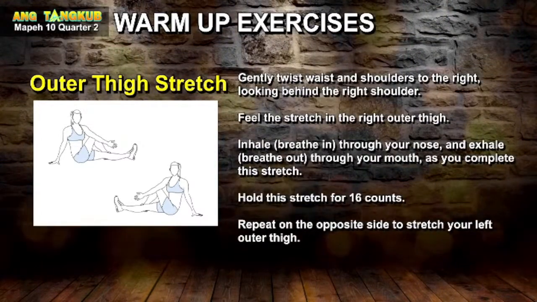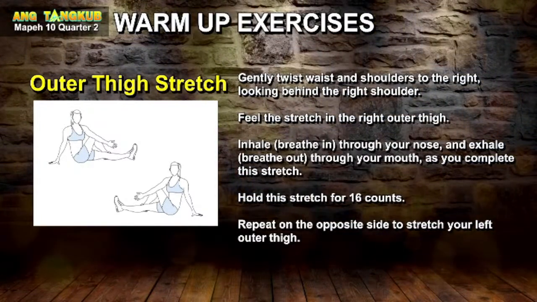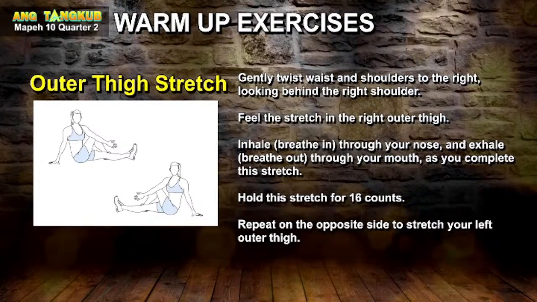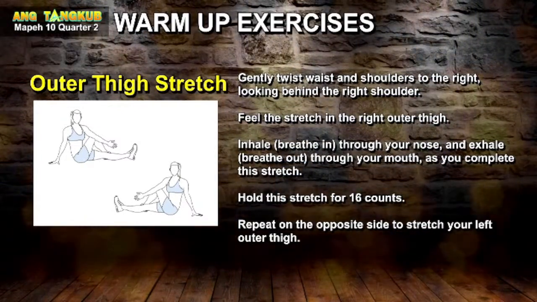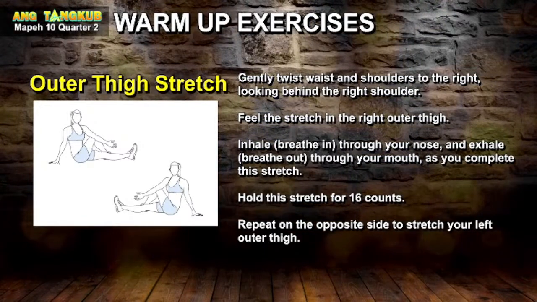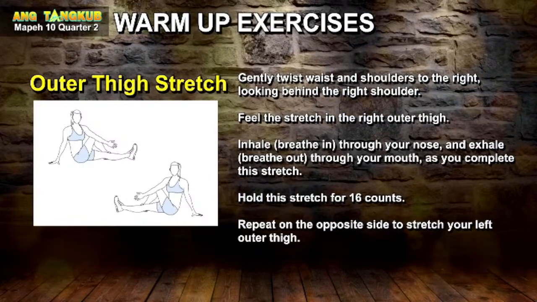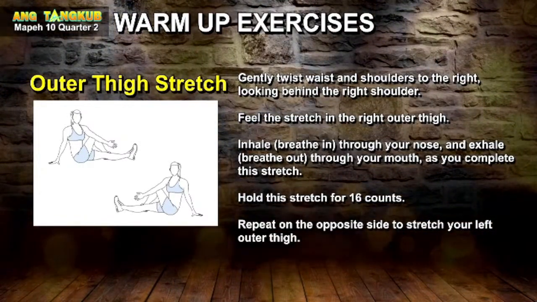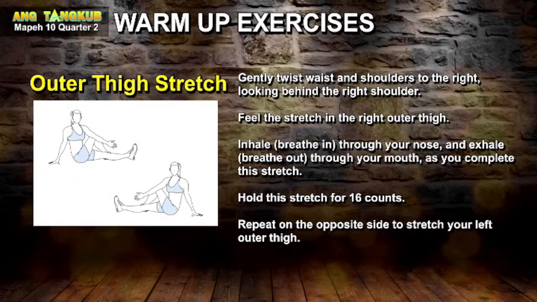Gently twist waist and shoulders to the right, looking behind the right shoulder. Feel the stretch in the right outer thigh. Inhale, or breathe in through the nose, and exhale, breathe out through your mouth as you complete this stretch. Hold this stretch for 16 counts. Repeat on the opposite side to stretch your left outer thigh.